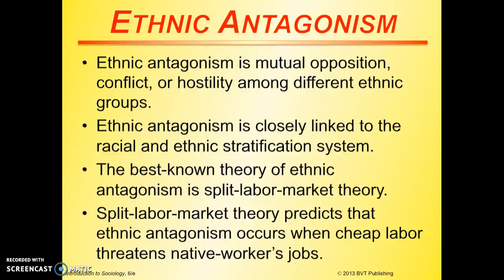Ethnic antagonism is a mutual opposition, conflict, or hostility among different ethnic groups. It is closely linked to the racial and ethnic stratification of the system. We can also see ethnic antagonism in the split labor market, which is a theory that predicts ethnic antagonism occurs when cheap labor threatens native workers' jobs.